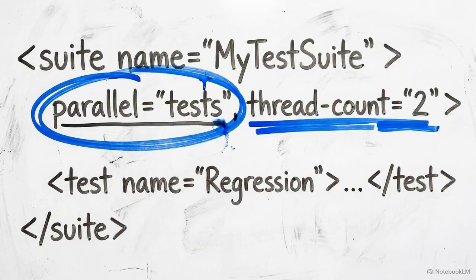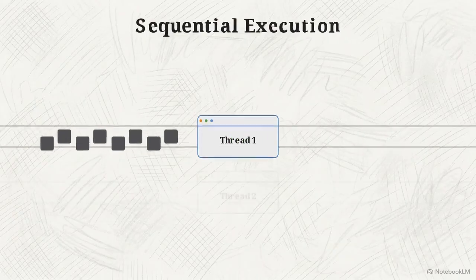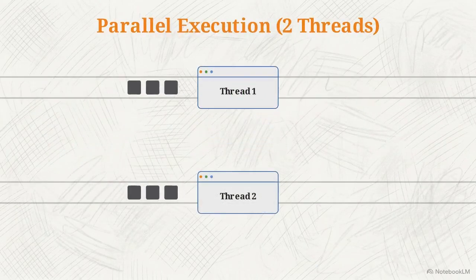Even with optimized groups and parameters, a large suite running sequentially, one test completely finishing before the next begins, will eventually become a bottleneck. To fix this, open your testng.xml file. Inside the suite tag at the very top, append 2 attributes: parallel equals tests and thread count equals 2. This diagram shows the result. Instead of waiting in a single line, your tests split across multiple threads. You will see multiple browser instances launch and execute tests simultaneously, cutting your runtime in half.